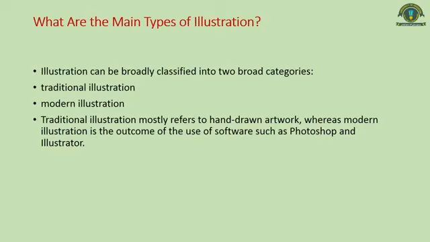So there are two types of illustration. First one is traditional illustration and second one is modern illustration. Traditional illustration mostly refers to hand drawn artwork, whereas modern illustration is the outcome of the use of software such as Photoshop and Illustrator.